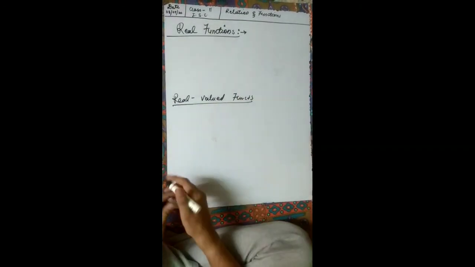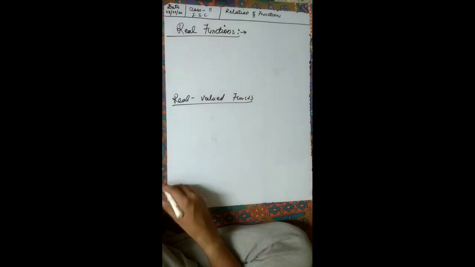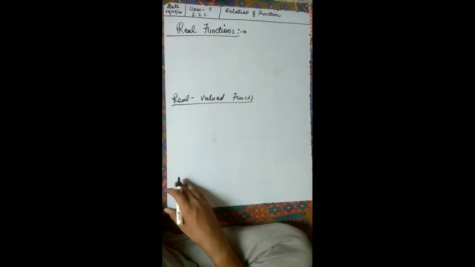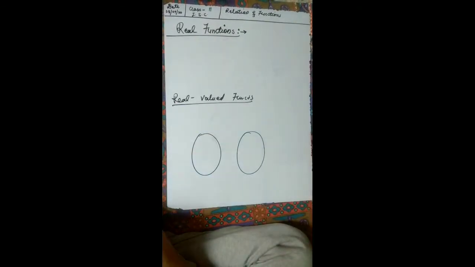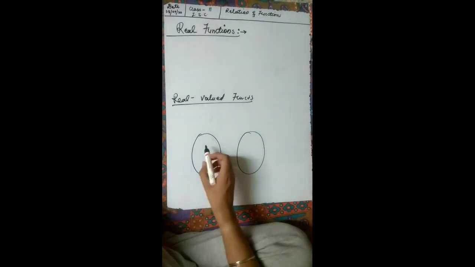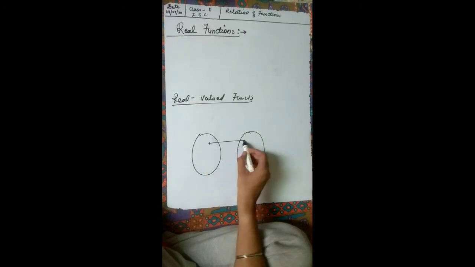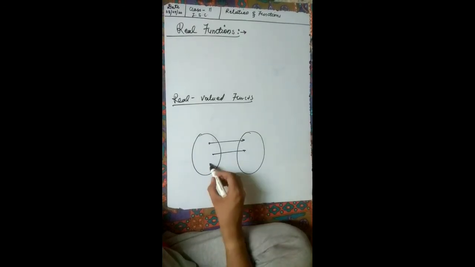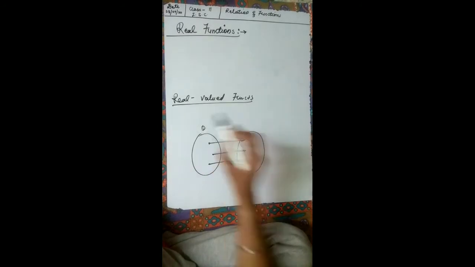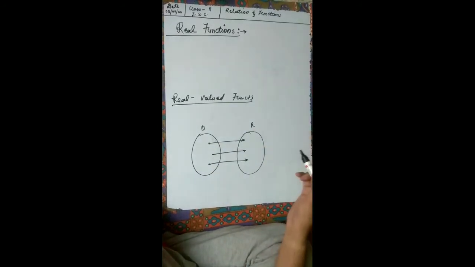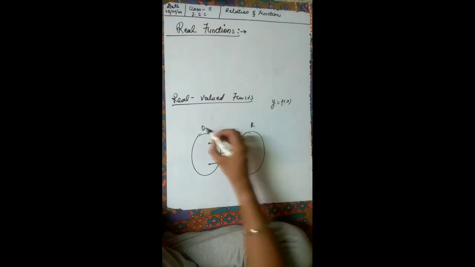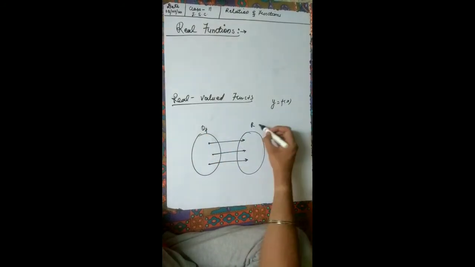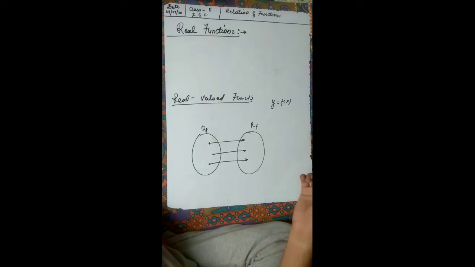Okay, so please focus here. What do we mean by real function? As I told you, in relation and mapping, we do mapping from here to here, where we say this is the domain and this is the range. For example, if you have one function y = f(x), then this is the domain of the function and this is called the range of the function.